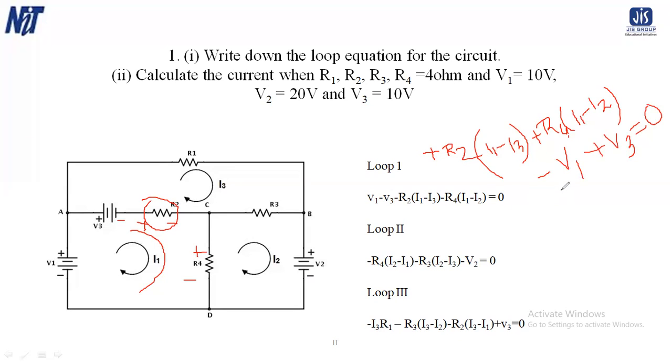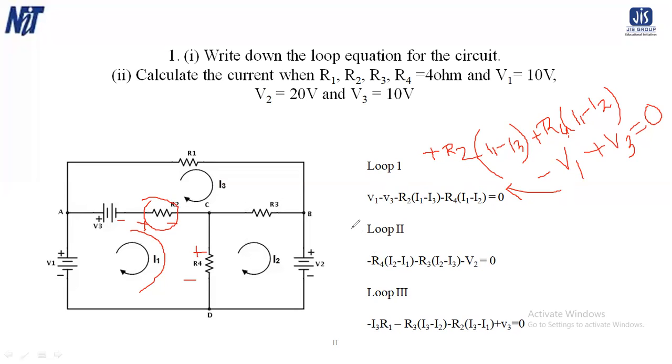Now if we modify, we'll get this equation taking some plus minus. So it will be V1 minus V3 then minus R2. So this equation after calculating we'll get it here.